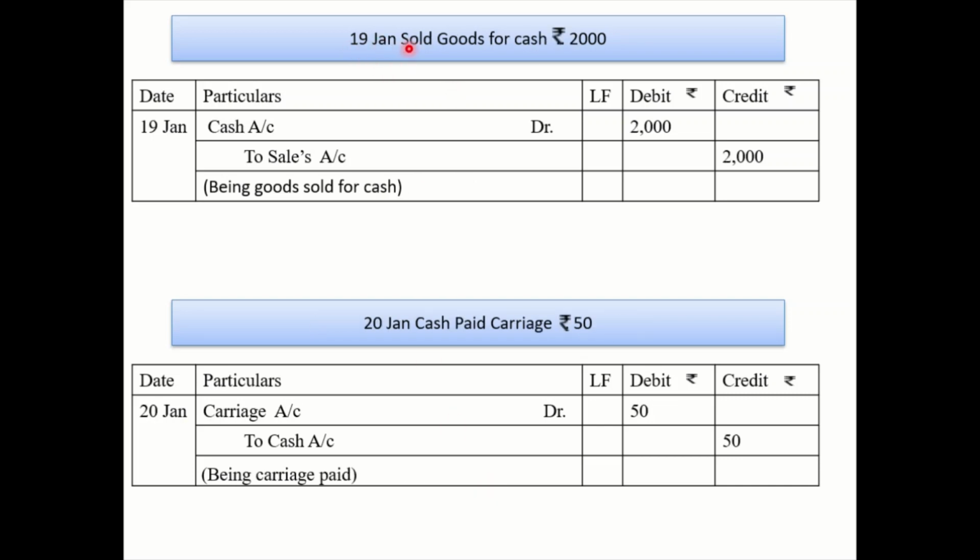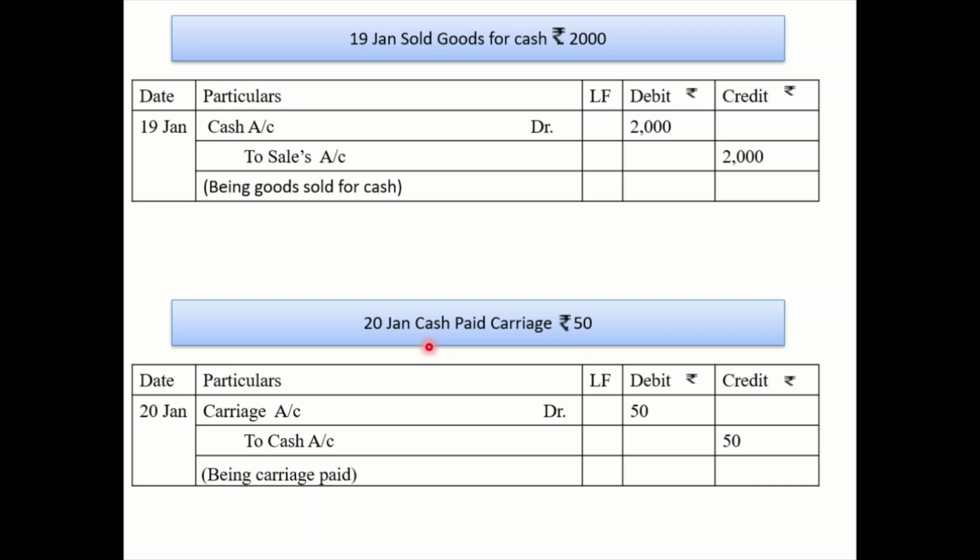19th January, sold goods for cash, rupees 2,000. Here the sale transaction occurs in cash. That's why there are two accounts, cash and sales account. Both of these are real accounts. What is the rule of real account? Debit what comes in, credit what goes out. Goods are going out of the business. That's why sales account is credited. Cash is coming into the business. That's why cash account is debited. And being goods sold for cash is the narration.